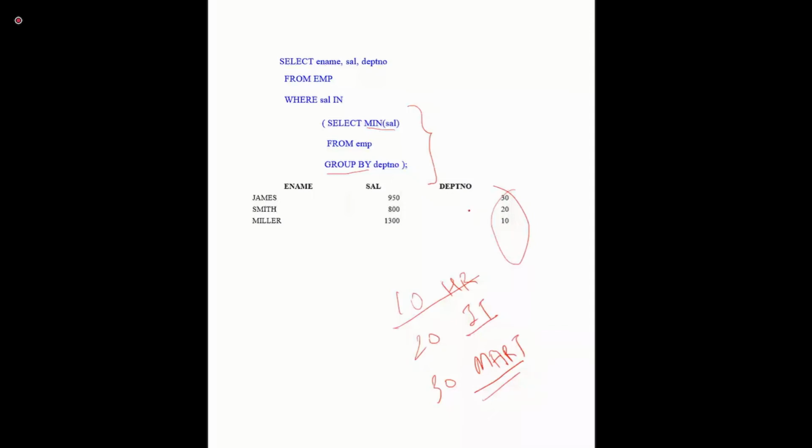So to find out the minimum salary we have to use the aggregate function, that is the minimum salary from the employee, grouped by the department number, because we have to find out the minimum salary in each department, not within one individual department, within each department. So group by department number.